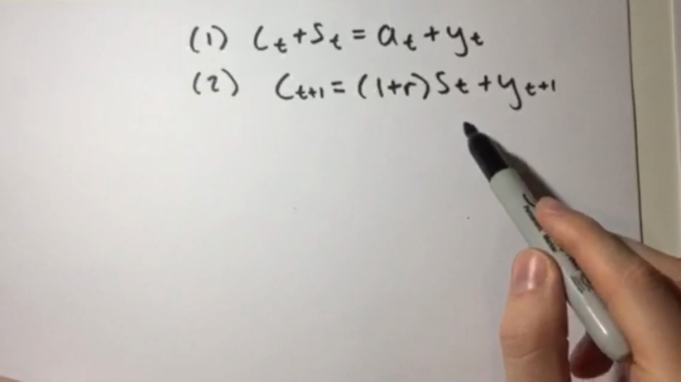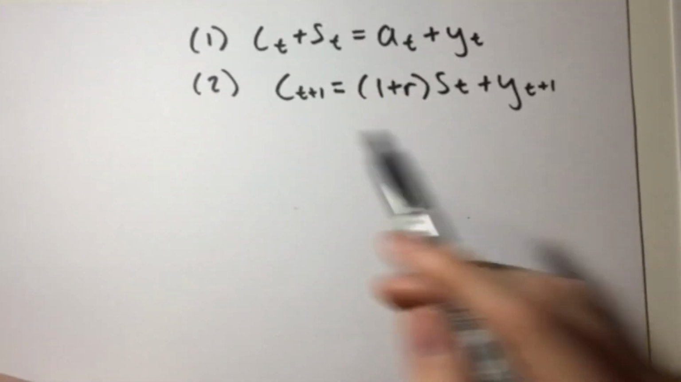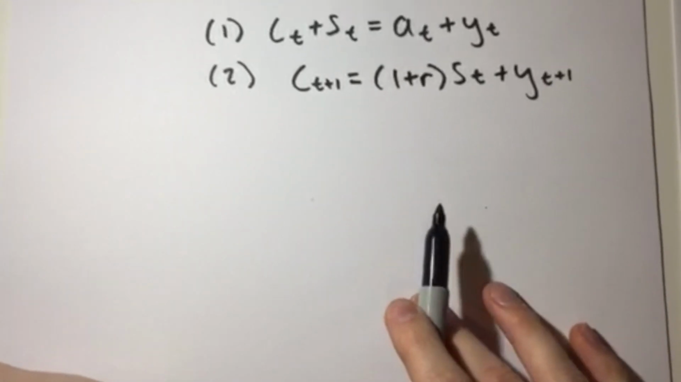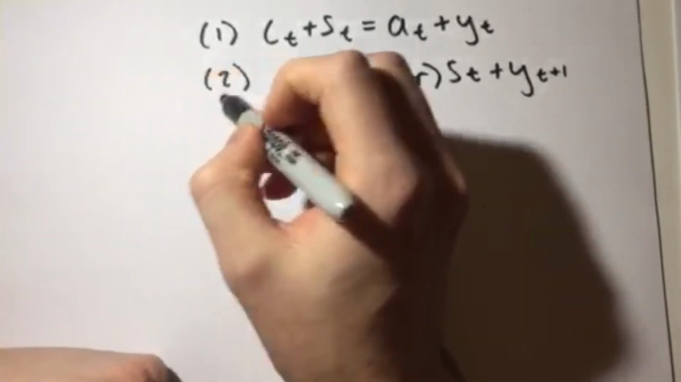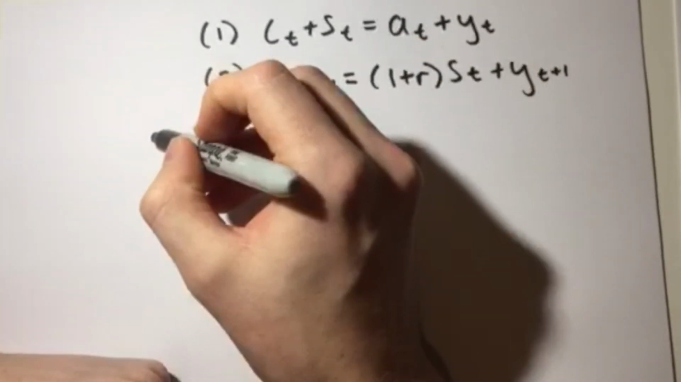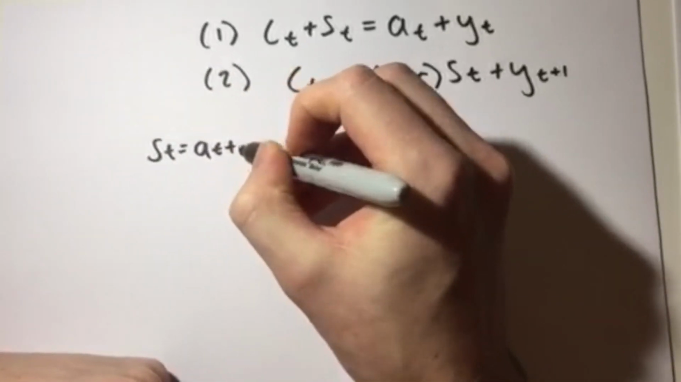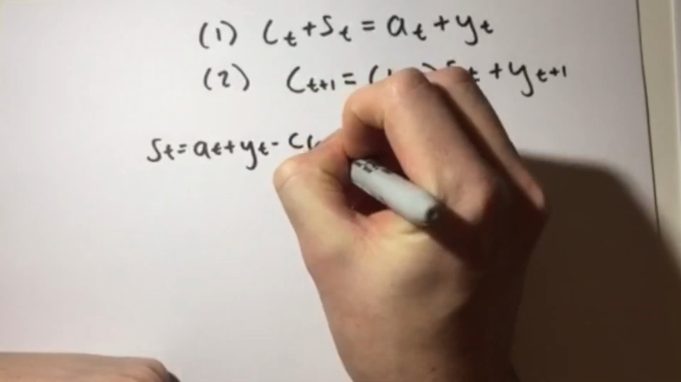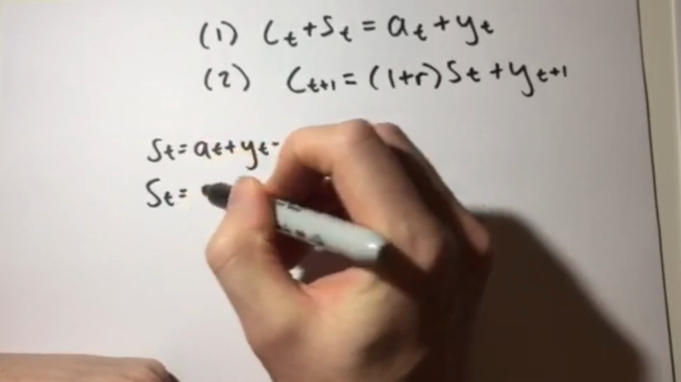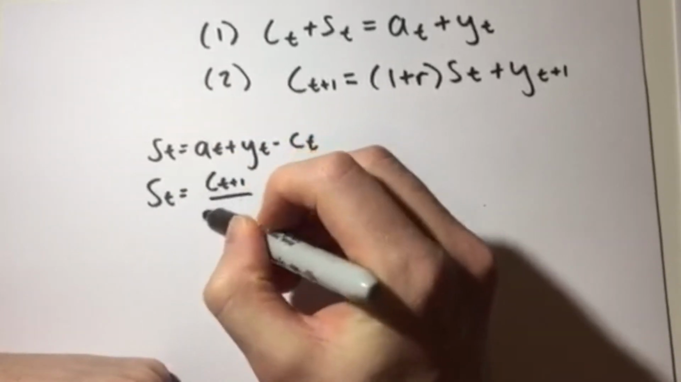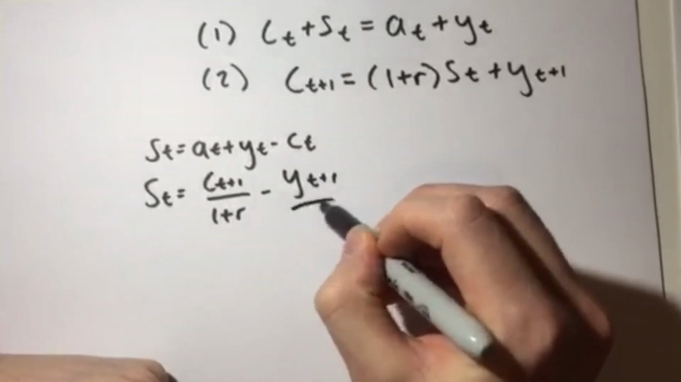So as we can see, we've got an S_t here and an S_t here. So from this point on, I'm just going to be doing some basic algebra. There's no economics, there's no understanding that needs to be done, it's just mathematics. So this constraint we can rearrange to S_t equals A_t plus Y_t minus C_t. And this constraint we can rearrange to S_t equals C_{t+1} over 1 plus r minus Y_{t+1} over 1 plus r.